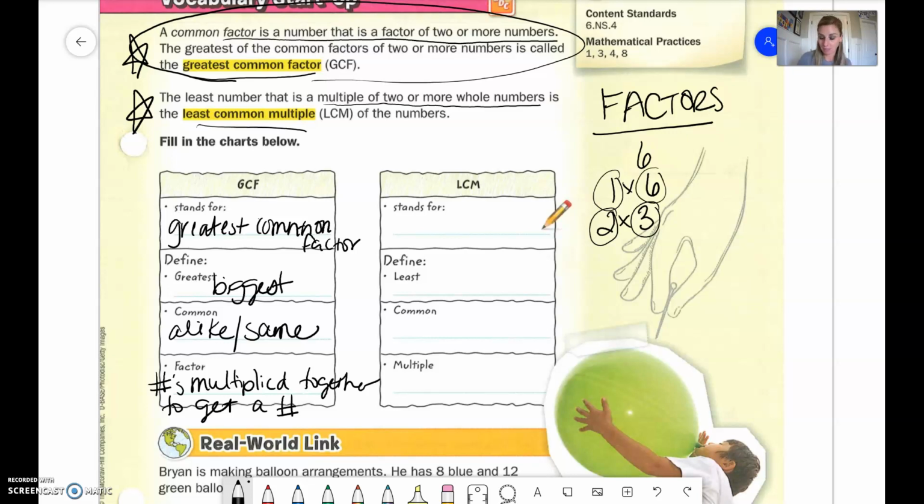Okay, so let's talk about LCM. LCM stands for the least common multiple.